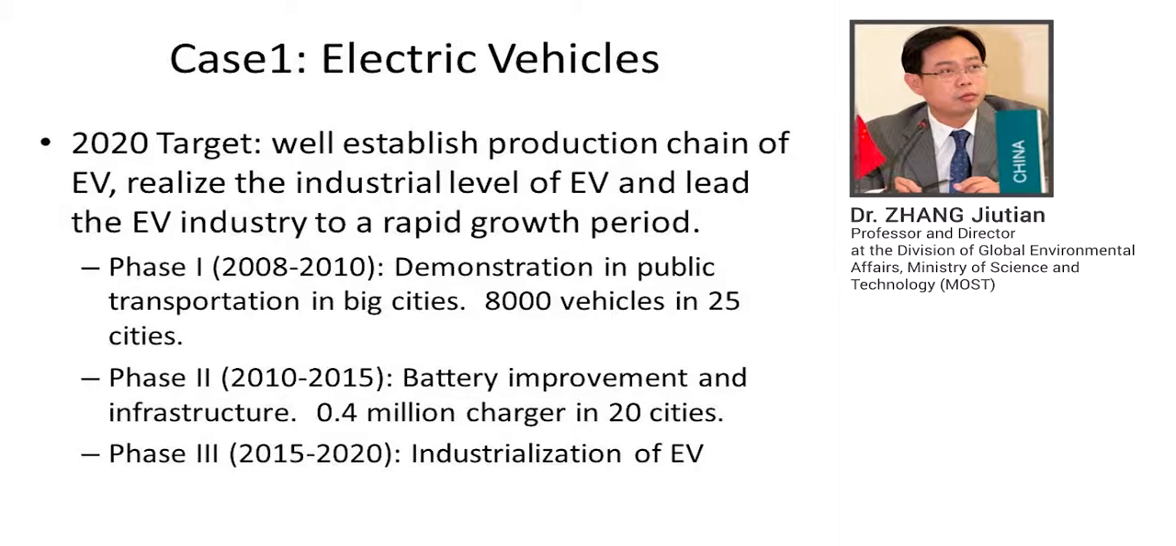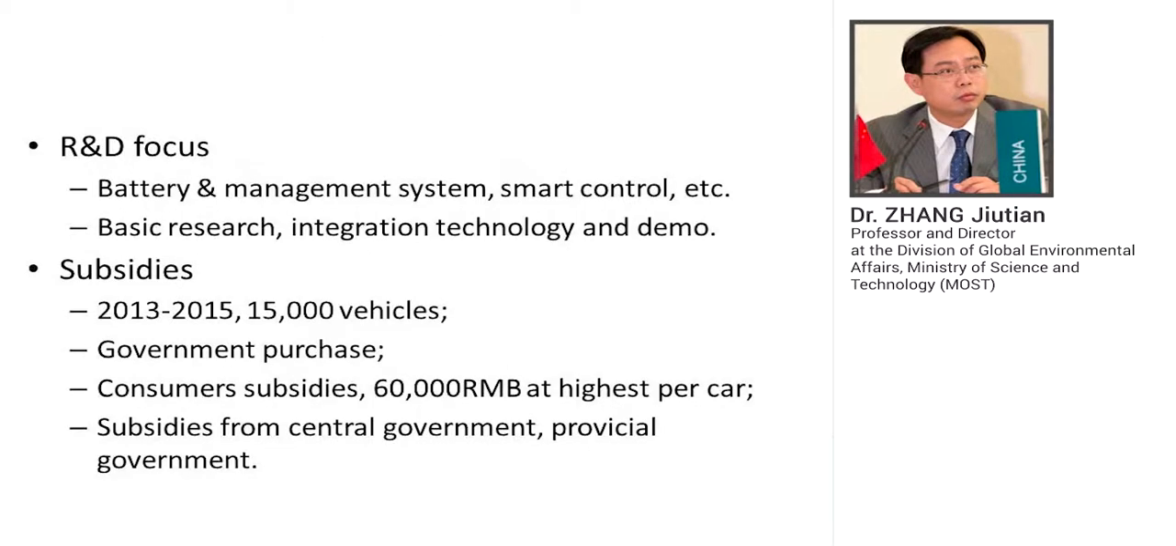The target of 2020 is that we'll have a well-established production chain of the EV, realize the industrial level of the vehicles, and lead this industry to a rapid growth period. And now the R&D focuses mainly on the battery and its management system and the smart control, and some basic research, integrated technology and demonstration are also being listed as emphases.